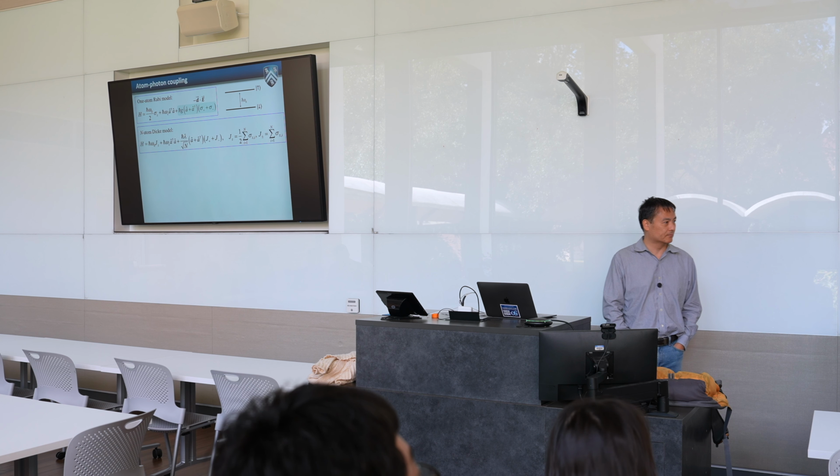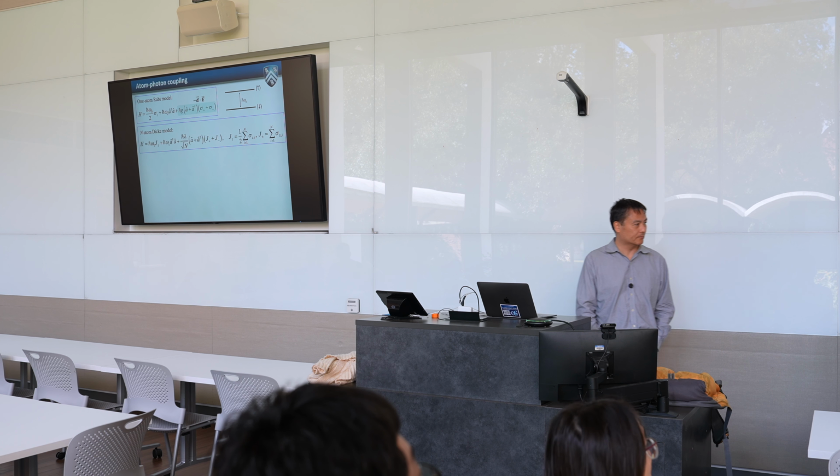Joseph? Why does your coupling strength scale as 1 over square root of N now?